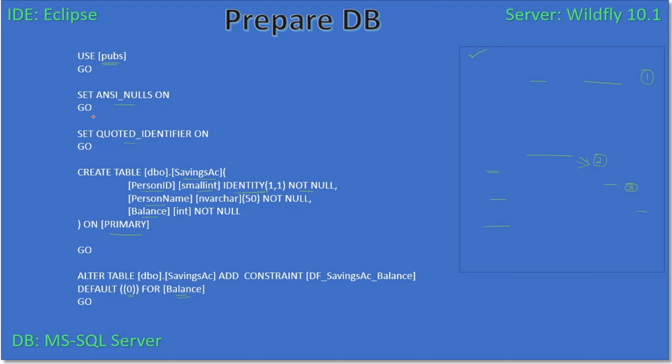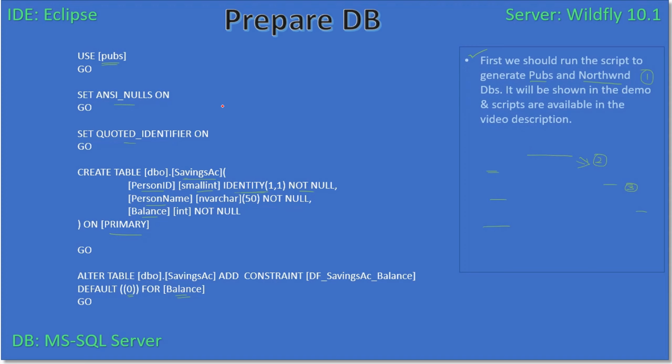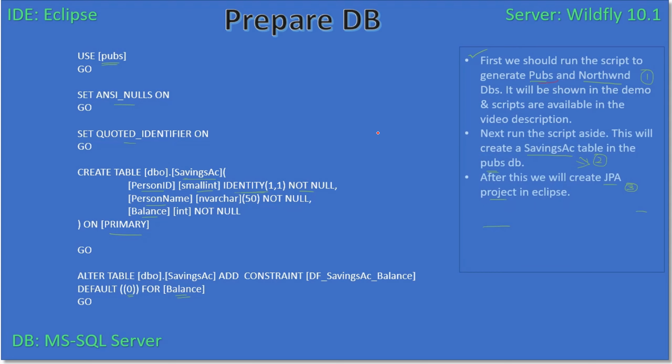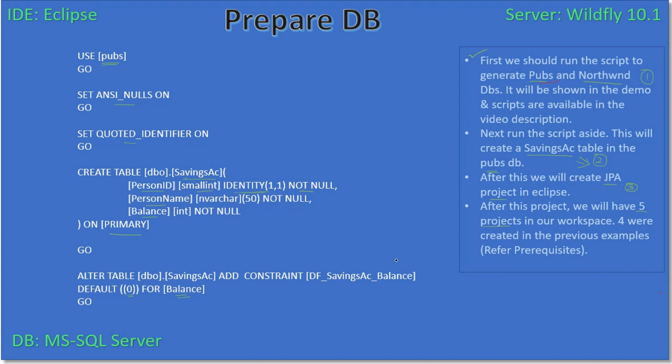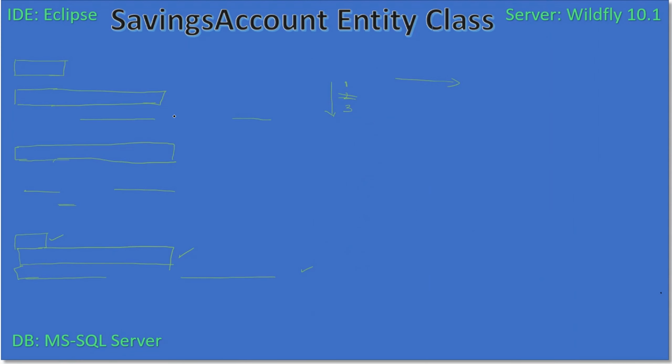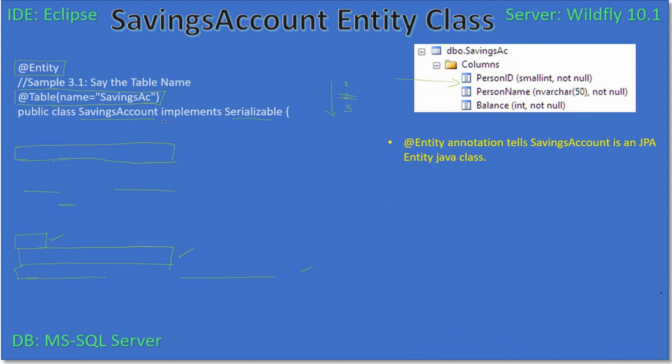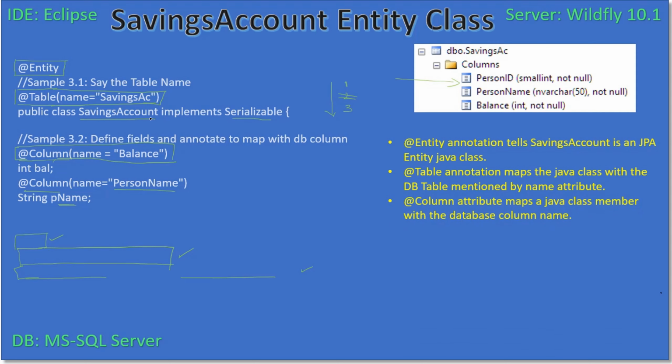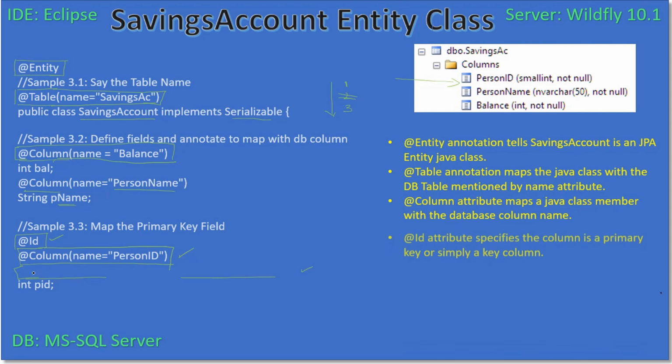So this is how we developed this example. First we prepared a DB, the pubs and Northwind DB, Microsoft supplied databases. Then we picked this pubs DB, and inside that pubs DB we created this savings account table. Then we created a JPA project, and in that project we defined savings account. Then we learned different attributes like entity, table, column, ID, generated value.